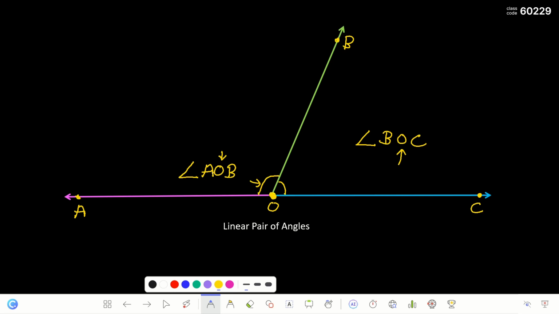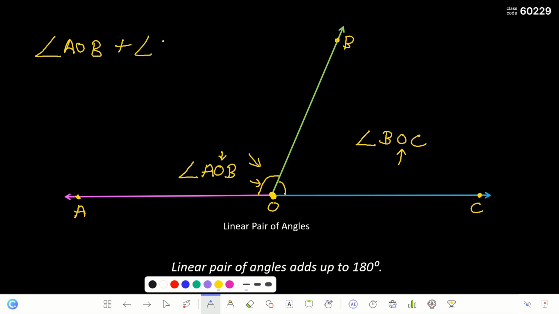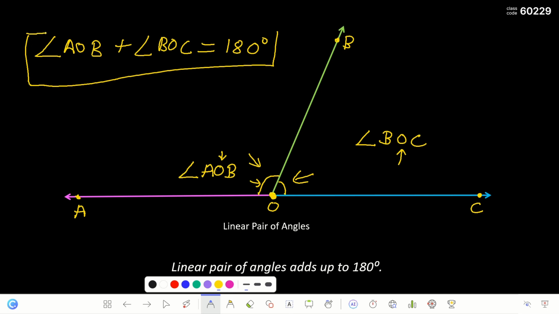Now all I have to do is write the information mathematically. Which information? Well, a linear pair of angles adds up to 180 degrees. So this means I can write that angle AOB, which is this angle, plus angle BOC, which is this angle, is equal to 180 degrees. So that is how we can represent this information mathematically.